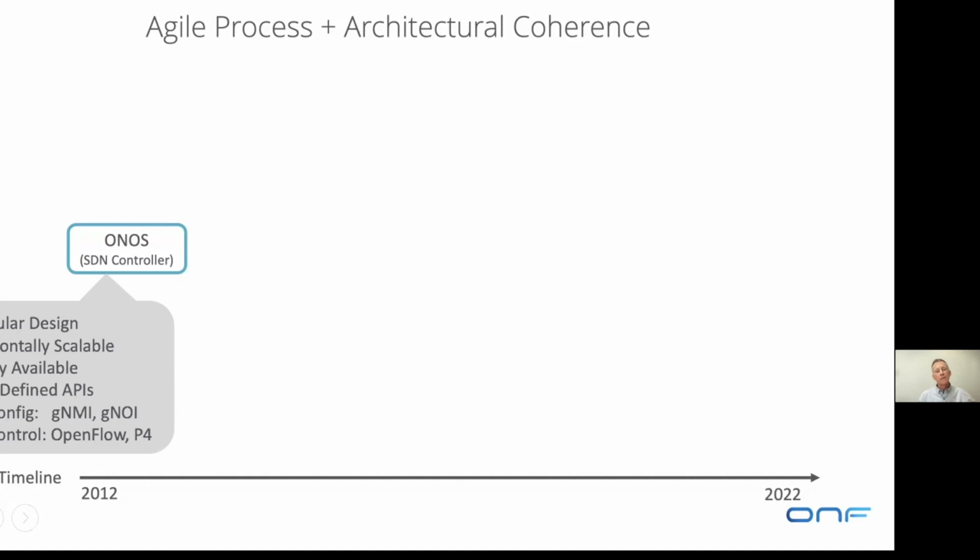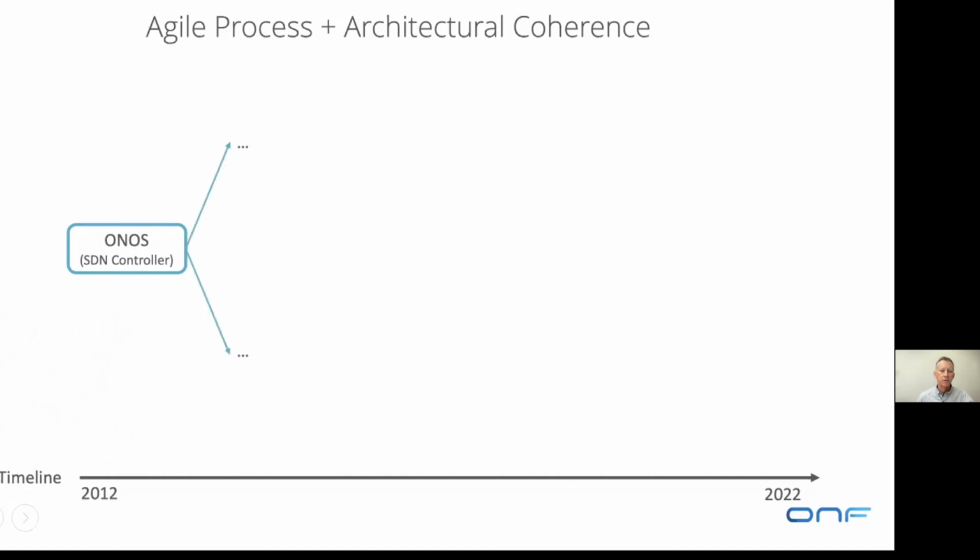And we've tracked the relevant APIs over the years. So from OpenFlow to P4, and on the config side from gNMI and gNOI, basically a real heavy focus on the APIs. But ONOS was a low-level system. It really wasn't usable in and of itself. And so what we set out to do was to build a set of use cases.